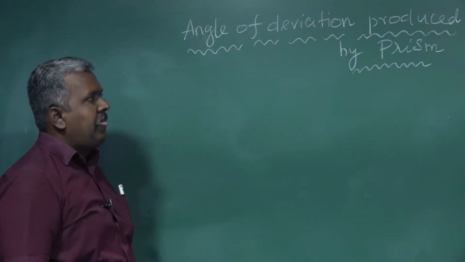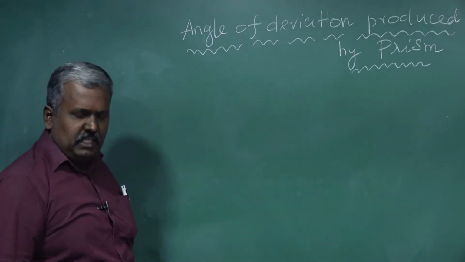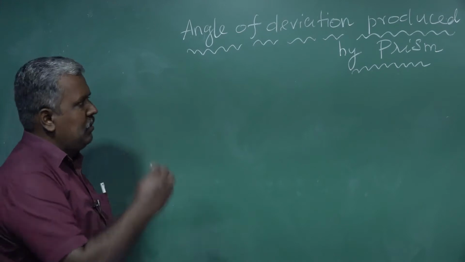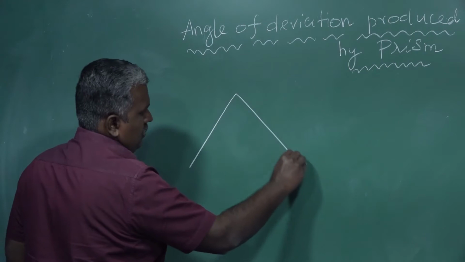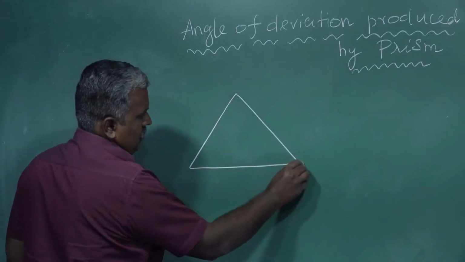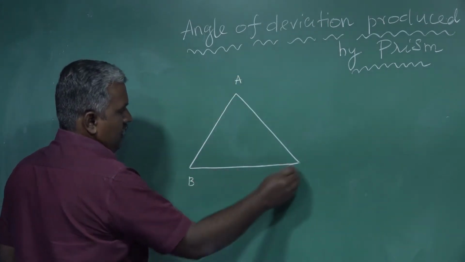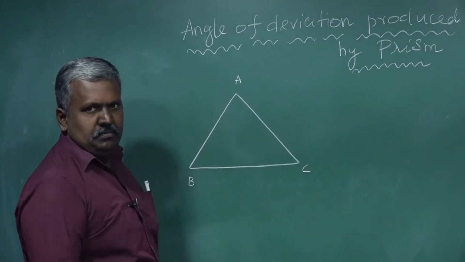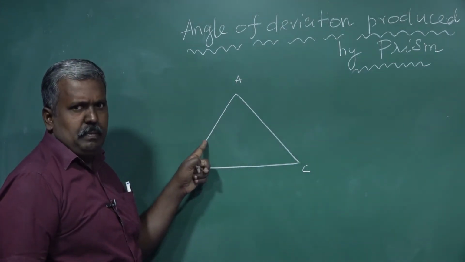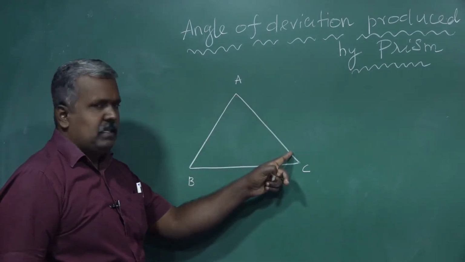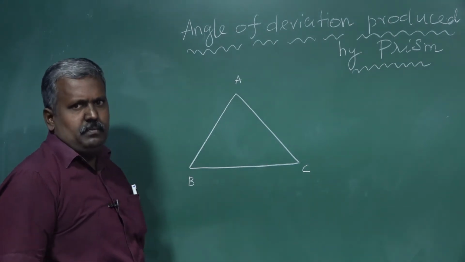Already we have studied refraction through a prism in 10th standard. Yes, very, very simple. Listen. This is the prism. This is the first refracting surface. This is another refracting surface. This is the base of the prism.